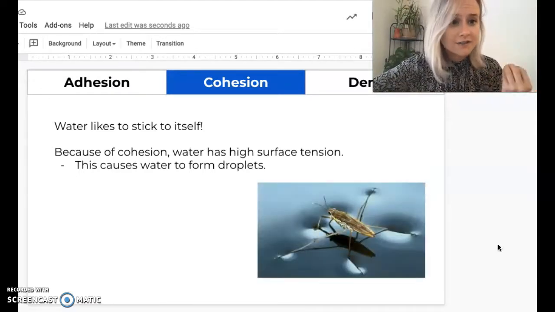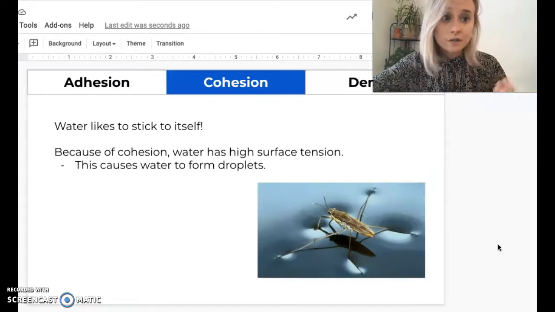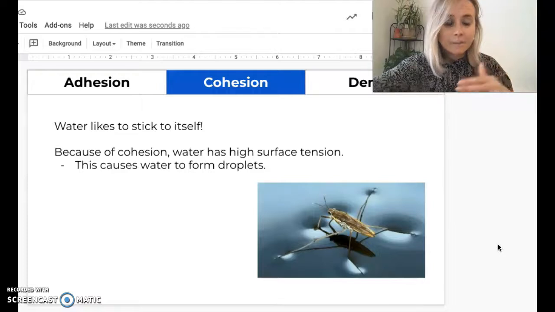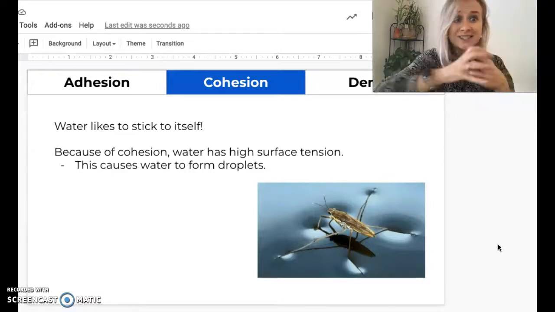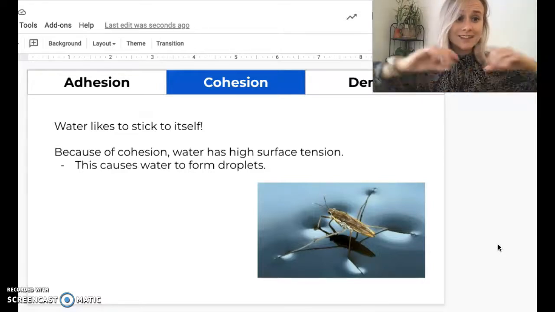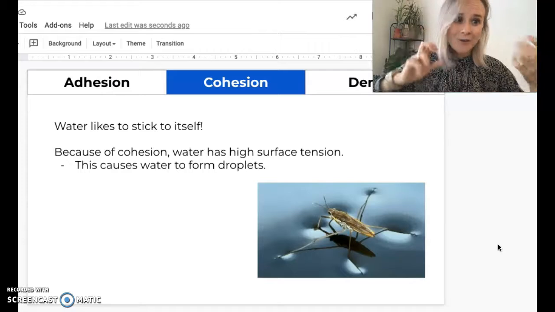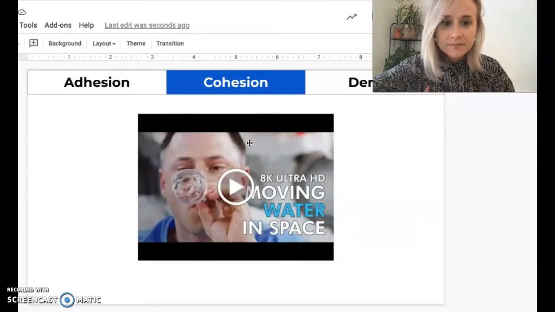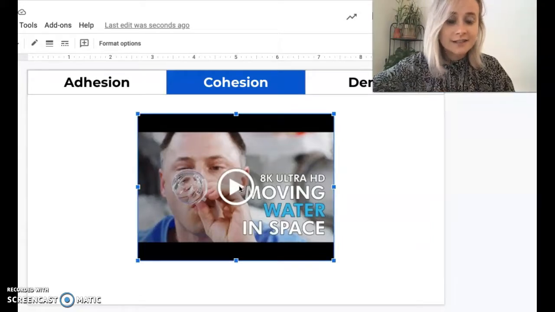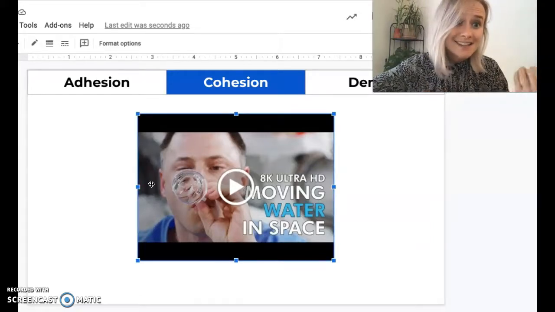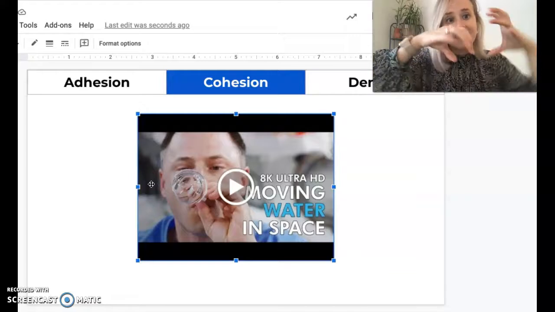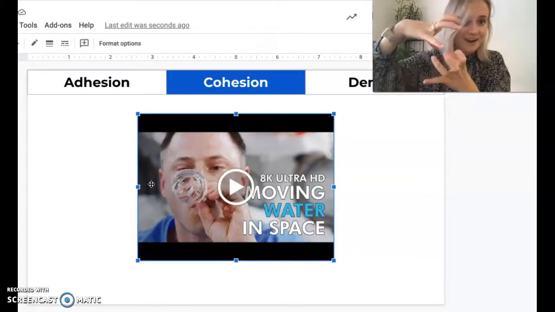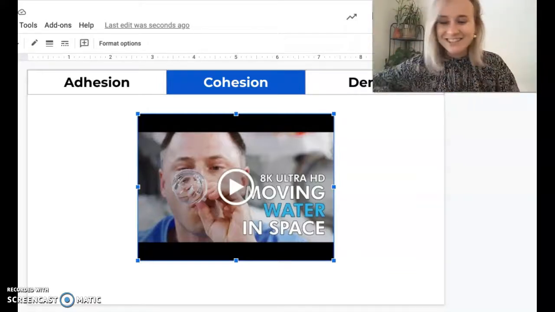And because of the surface tension, insects could actually make use of the cohesion of water. Water is so held together so well that insects could actually walk on water because it makes use of that high surface tension. This is pretty cool. If you have water in space, it sticks together. So it's going to form this perfect sphere, which is kind of awesome.